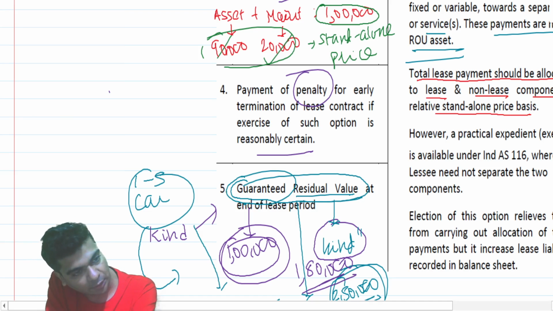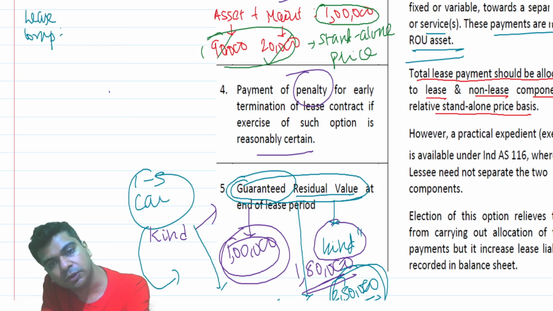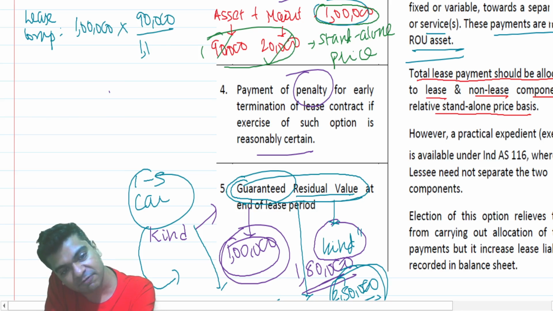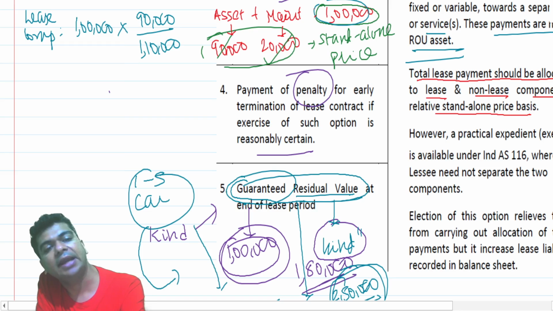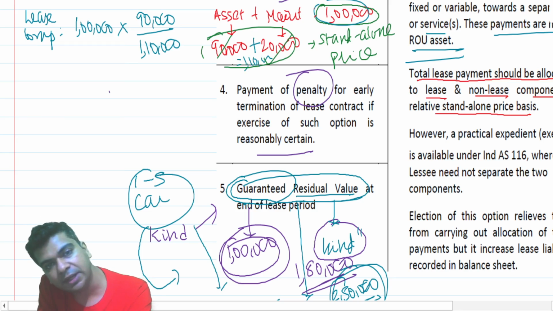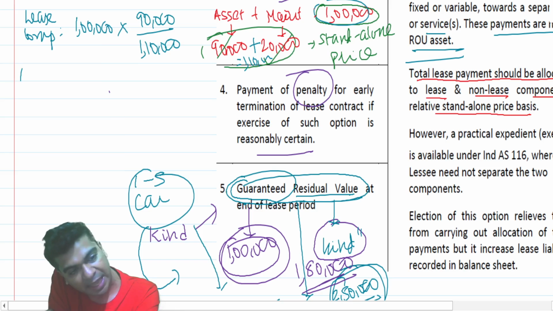I will say that for the lease component, you are paying a total of 1 lakh. So I will say it is 1 lakh into 90,000 divided by 1 lakh 10,000. See, 90 plus 20 will be 1 lakh 10,000. So the lease component will be 1 lakh into 90,000 by 1 lakh 10,000. And the non-lease component, I'm doing an allocation now.